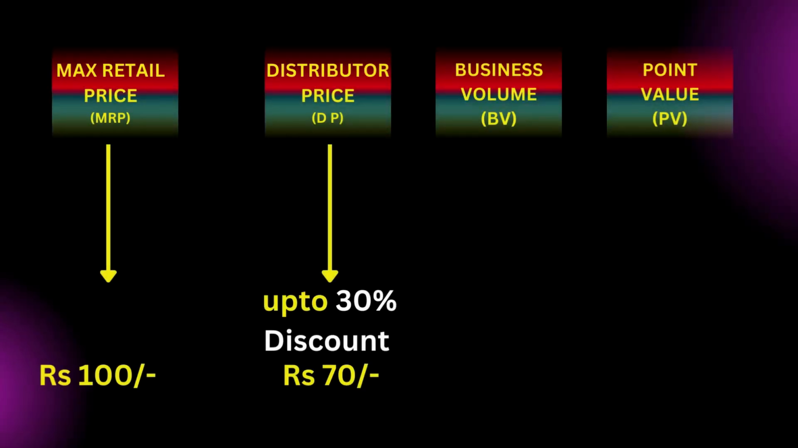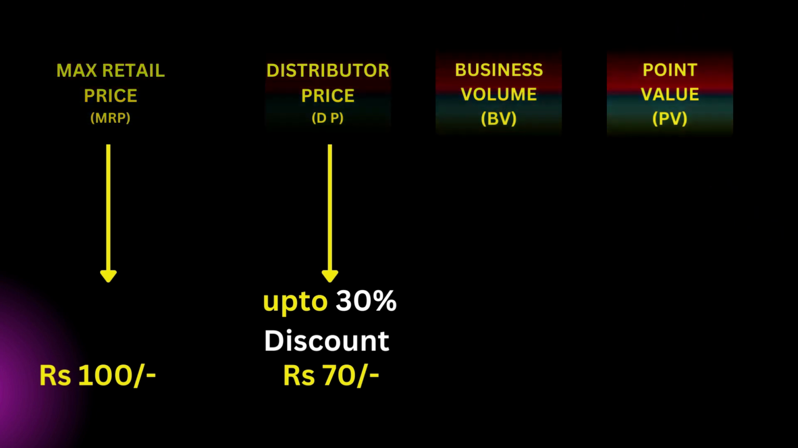Firstly, let's understand what is MRP. MRP means maximum retail price, the price printed on the product, any product. And DP is distributor price, the price at which we Modicarians get the product from Modicare. So we know that we get the products at a discount of up to 30%. So that is the DP price. Let us say if a product has an MRP of 100, we get it at a DP price of 70 rupees, that is up to 30% discount. And BV is business volume and PV is point value. So let us understand this.